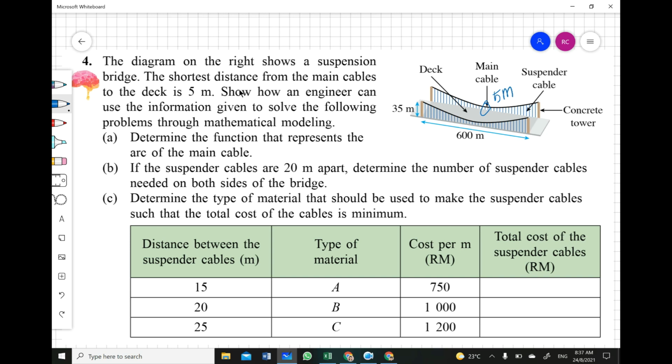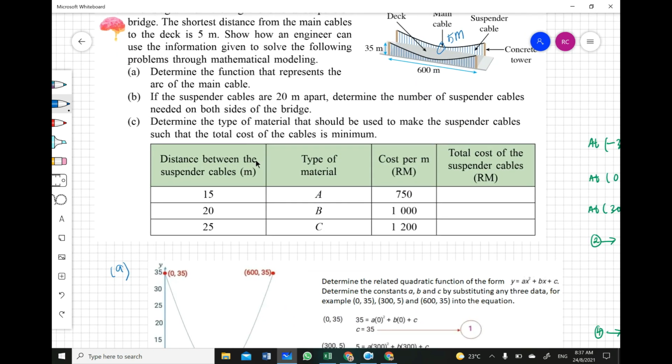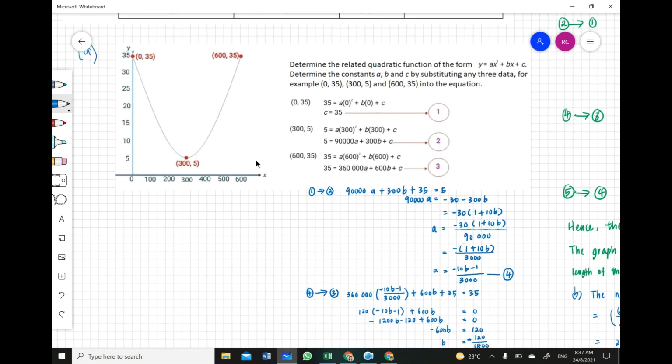Now, look at the question. Show how an engineer can use the information given to solve the following problems through mathematical modeling. So you need to show how to solve it. A. Determine the function that represents the arc of the main cable. In the previous groups, Amir's group and Rushdina's group, they used ax squared plus c. Here, I'm going to apply what you have learned. We have two different methods to solve it. This is the first one for A.